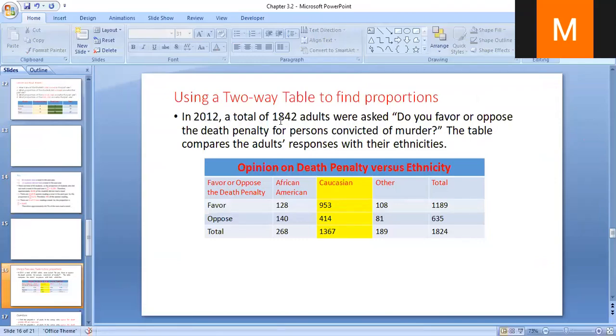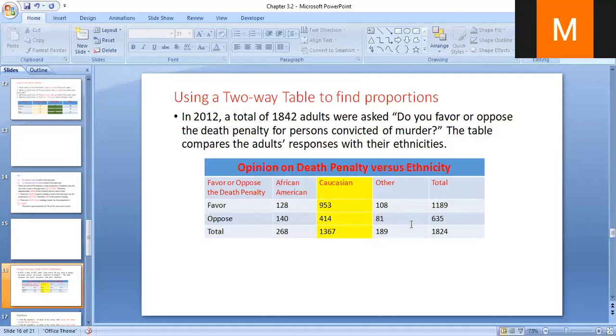In 2012, a total of 1,842 adults were asked, do you favor or oppose the death penalty for a person convicted of murder? The table compares adults' responses with their ethnicity. You look at this table: in favor, African American 828 people, Caucasian 953 people, other 108 people, and total in favor 1,189. And opposed: African American 140, Caucasian 414, and other 81.